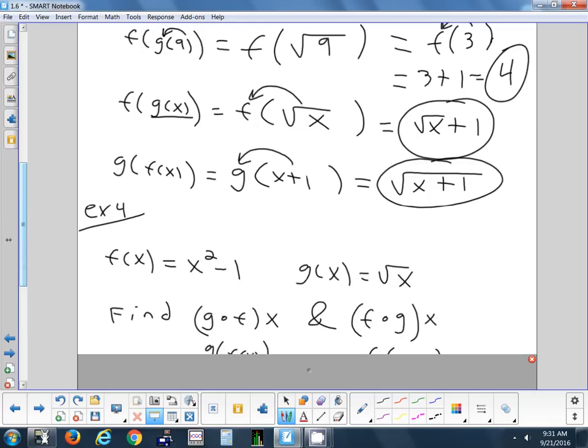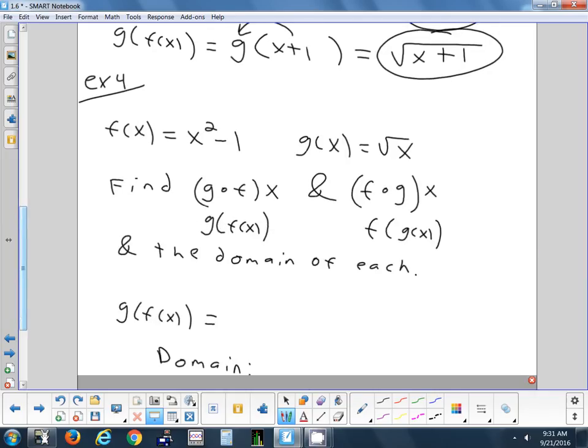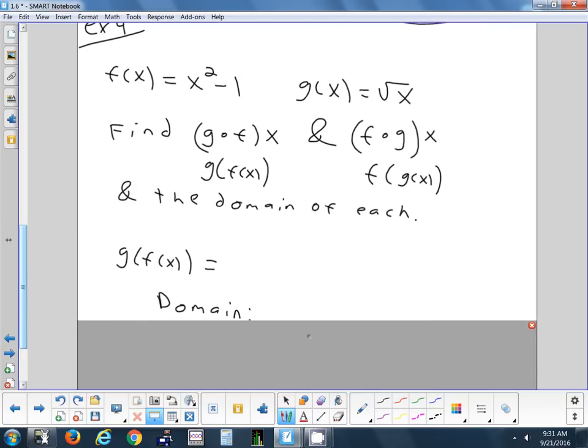All right, I've got 2 more. I'll find the functions because you did that in the last one, so I'm going to find these pretty quick. I'm going to find g of f of x. So I want g of x squared minus 1, which means I want the square root of x squared minus 1.